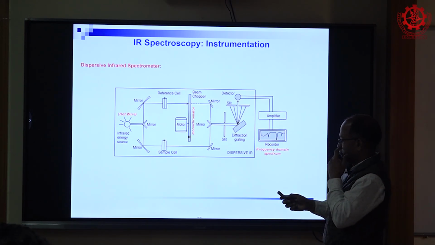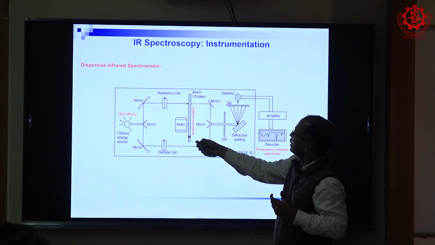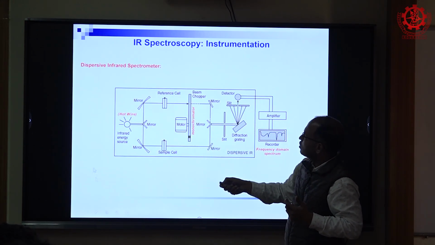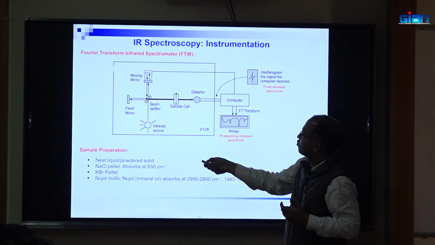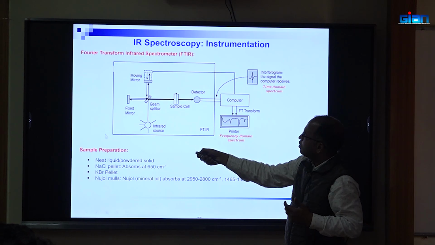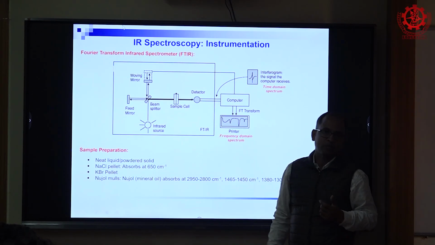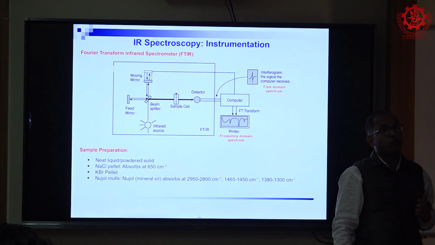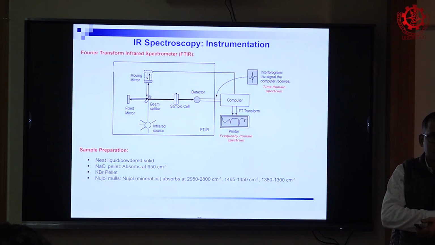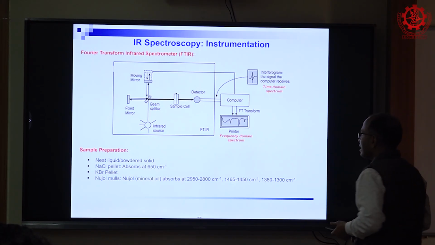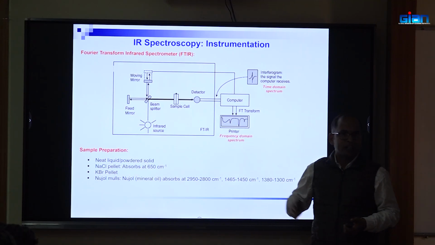What you saw before is the dispersive infrared spectrometer. Now, it is all the same for the Fourier transform infrared spectrometer, FTIR. This Fourier transform is in fact used for all spectrometers: Fourier transform UV spectrometer, Fourier transform NMR spectrometer. So what is the difference? The difference is that this is the advanced version.